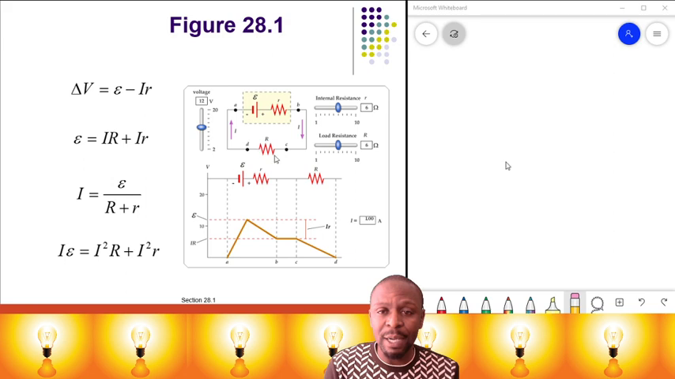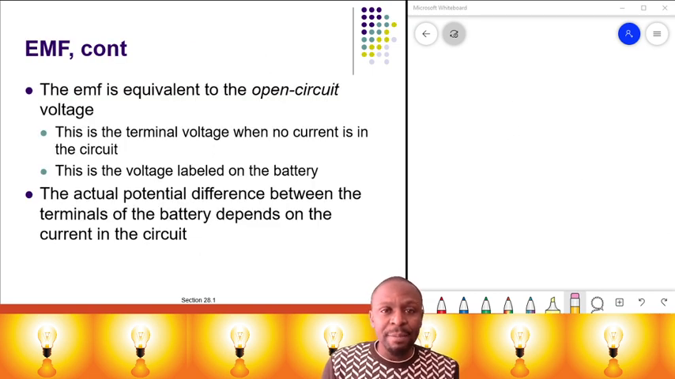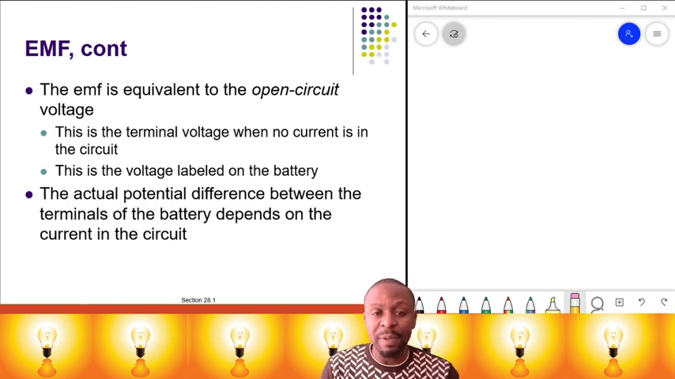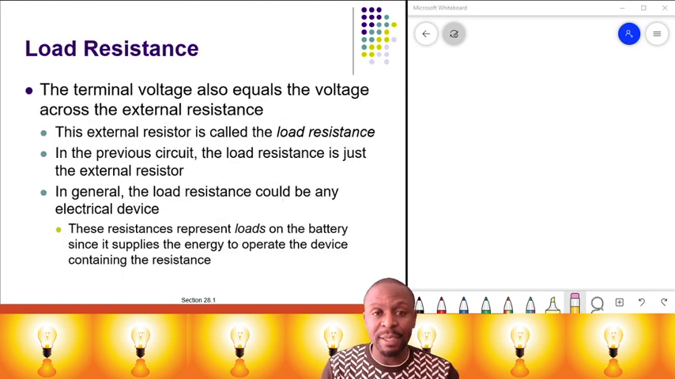That is the power delivered to this resistor, and that is the power delivered to that internal resistor. Now the EMF is equivalent to the open circuit voltage. This is the terminal voltage when no current is in the circuit. This is the voltage labeled on the battery. The actual potential difference between the terminals of the battery depends on the current in the circuit.